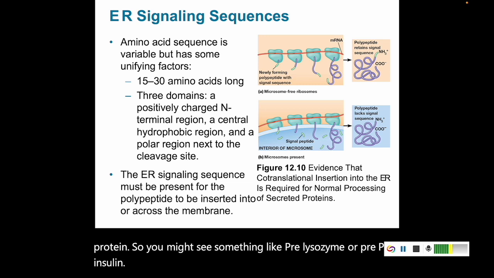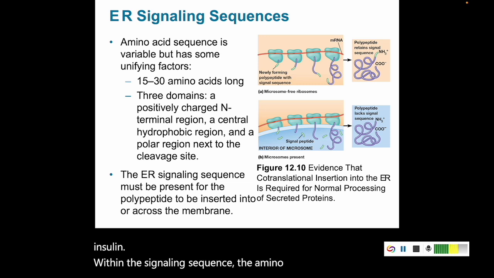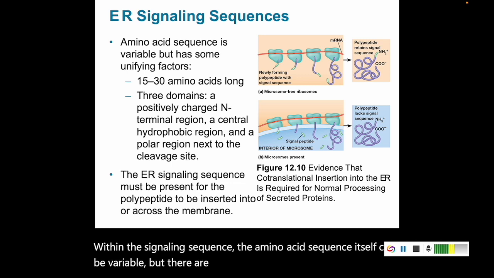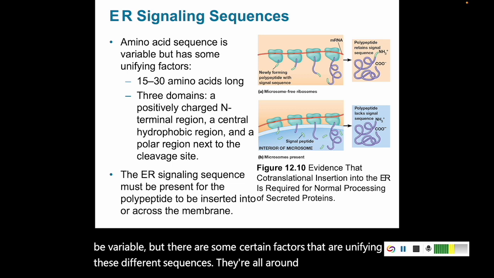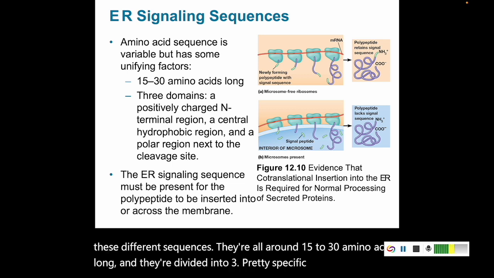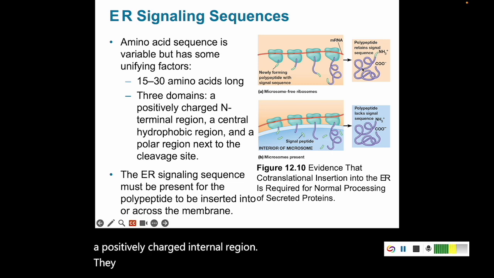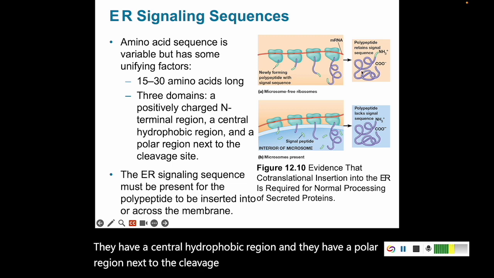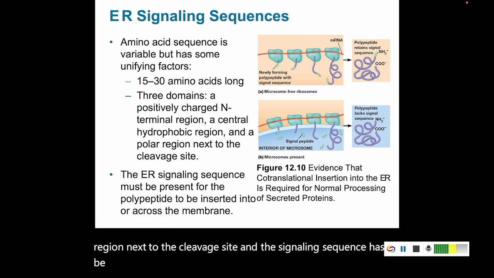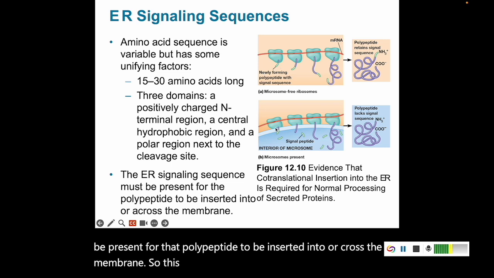Within the ER signaling sequence, the amino acid sequence itself can be variable, but there are certain factors that are unifying in these different sequences. They're all around 15 to 30 amino acids long, and they're divided into three pretty specific domains. They have a positively charged N-terminal region, a central hydrophobic region, and a polar region next to the cleavage site. And the ER signaling sequence has to be present for that polypeptide to be inserted into or cross the membrane. So this signal sequence is what is going to allow this protein to be incorporated.